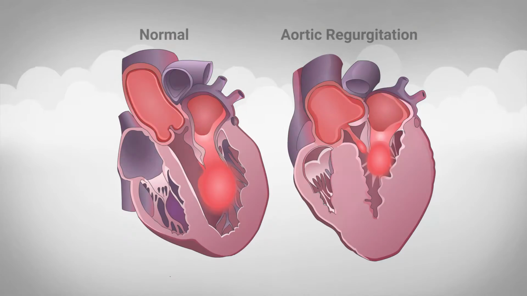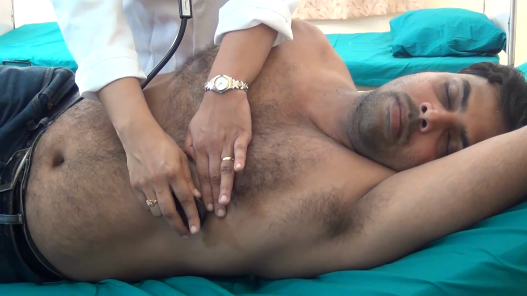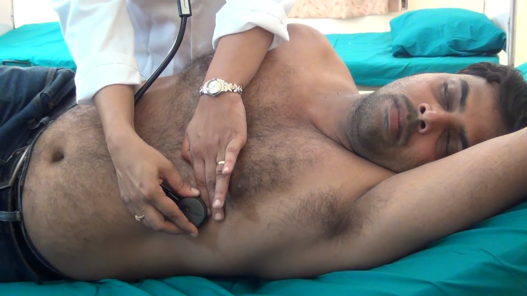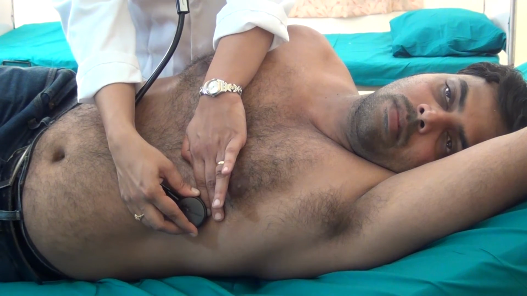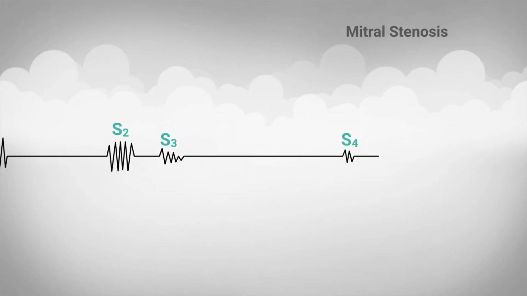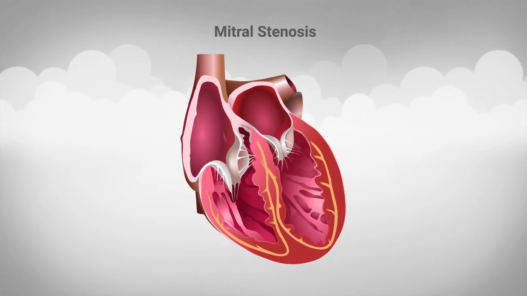regurgitation. The bell should be applied to the chest with very light pressure, barely creating an air seal, so low-frequency sounds and murmurs are appreciated. It is used to hear the third and fourth heart sounds and the diastolic murmur of mitral stenosis.